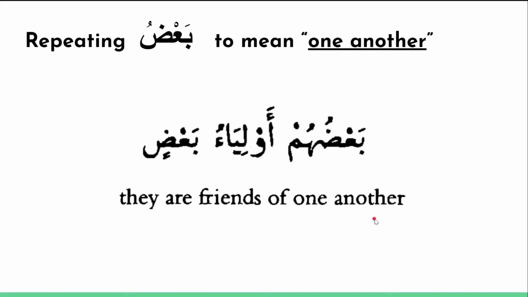And then ba'du also has a very special usage, and that is when you're trying to say one another. In which case you repeat ba'd. Here, ba'duhum awliya'u ba'd. They are friends of one another. Literally, if I was to translate this, I might say, some of them are friends of some. But the actual, the idiomatic translation is, they are friends of one another. And this is a pretty common construction you'll see in the Quran.